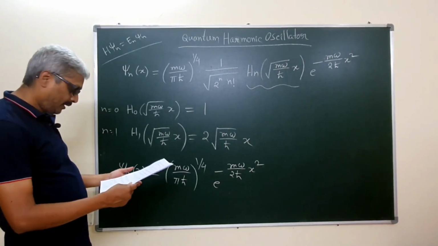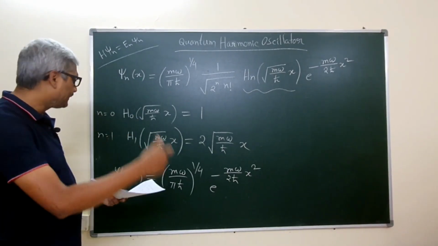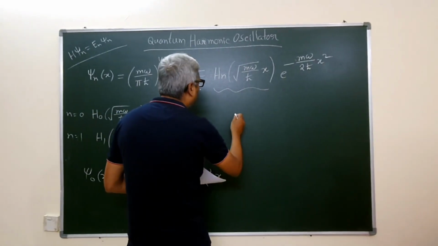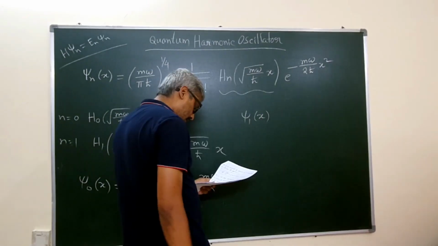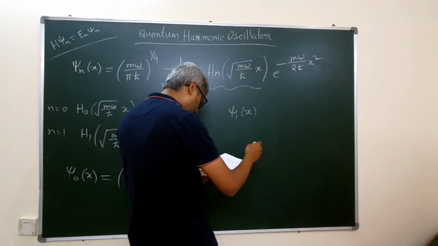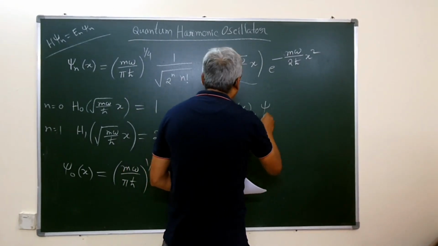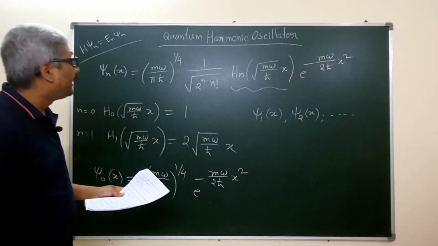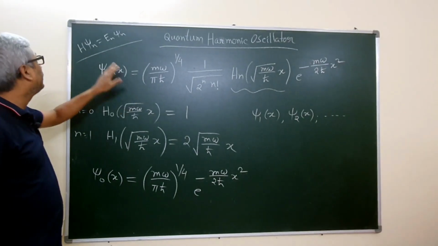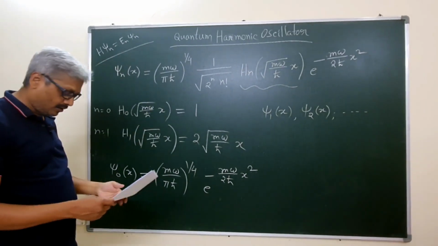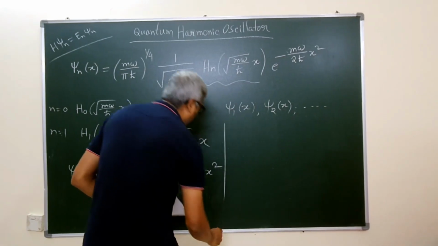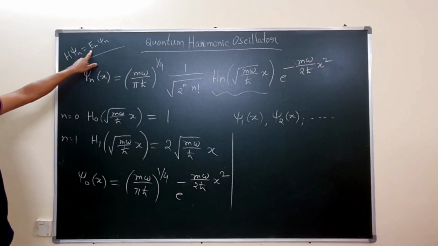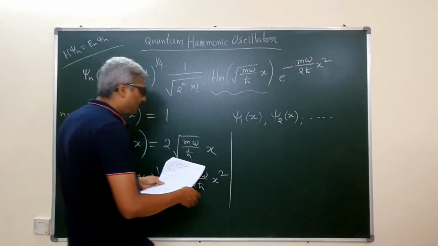Similarly, we will have the other excited states. We can put n equal to 1, n equal to 2 like that. So we can also obtain all the higher energy excited states, psi 1(x), psi 2(x) and psi n(x), and this is the eigenstate of the Hamiltonian. The eigenvalues of the Hamiltonian can also be obtained.